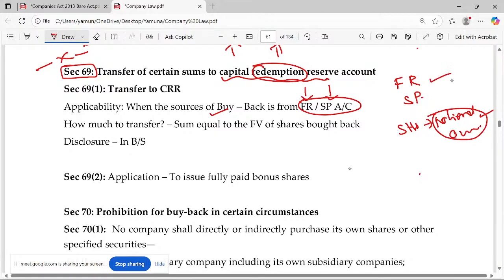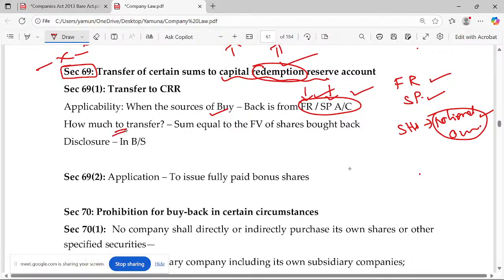Okay. So free reserve, securities premium, everything is related to whom? To the shareholder, which has to be given. If there is surplus, if there is money in free reserves, it has to be given to the notional owners. Now, what happens here is you are utilizing this for buyback of shares, which has to be now transferred to capital redemption reserve.